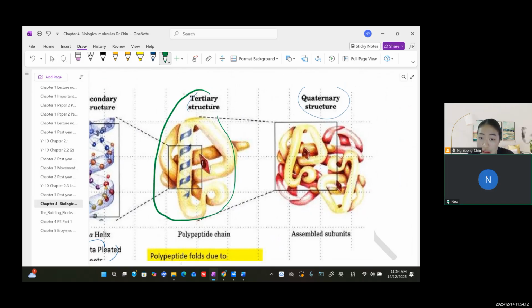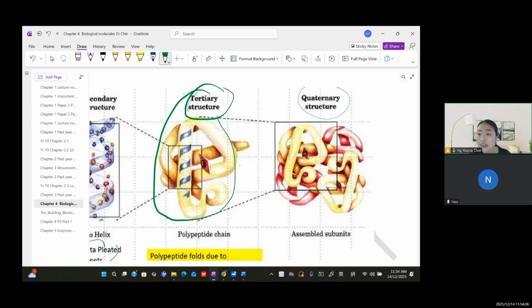Okay, the tertiary structures, right, do they have 1 polypeptide chain or more than 1 polypeptide chain? Only 1 chain, or maybe 2 or 3 chains? What do you think? Only 1 chain, yeah, correct. As you see in this picture, there's only 1 chain. They just fold themselves and become a globular structure. So this is the tertiary structure.